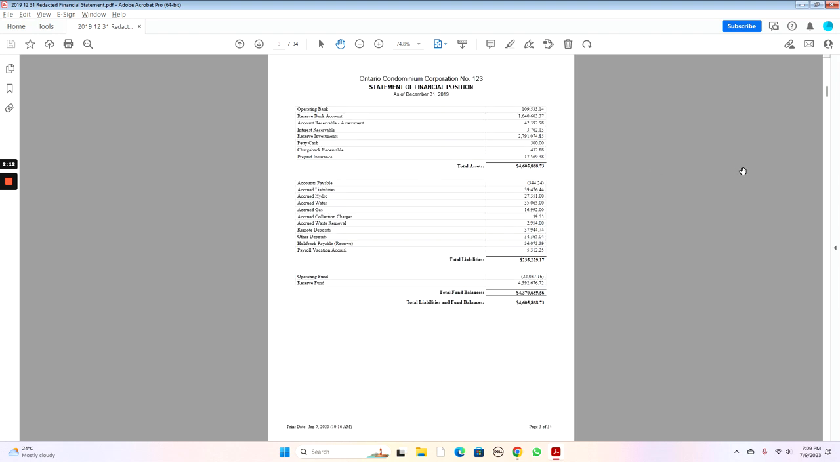And the next up is the accrued liabilities. The accrued liability stands at around $39,000. For this, the schedule is also attached, which you can refer to later. So the next up is the utilities: accrued hydro, water, gas. If you see, these are big amounts.